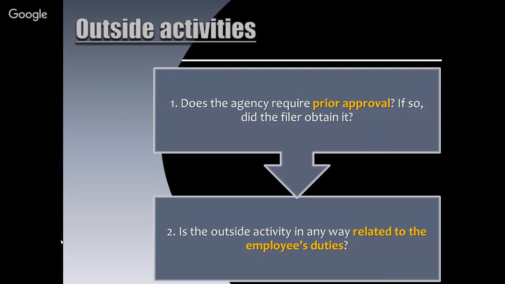Also, another question that can come up in the outside activity area is, is it an organization that may come before other parts of the federal government? Because that could also present a different kind of conflict of interest. And we're going to talk about that a little bit more when we get into the actual example of a 450 filing.